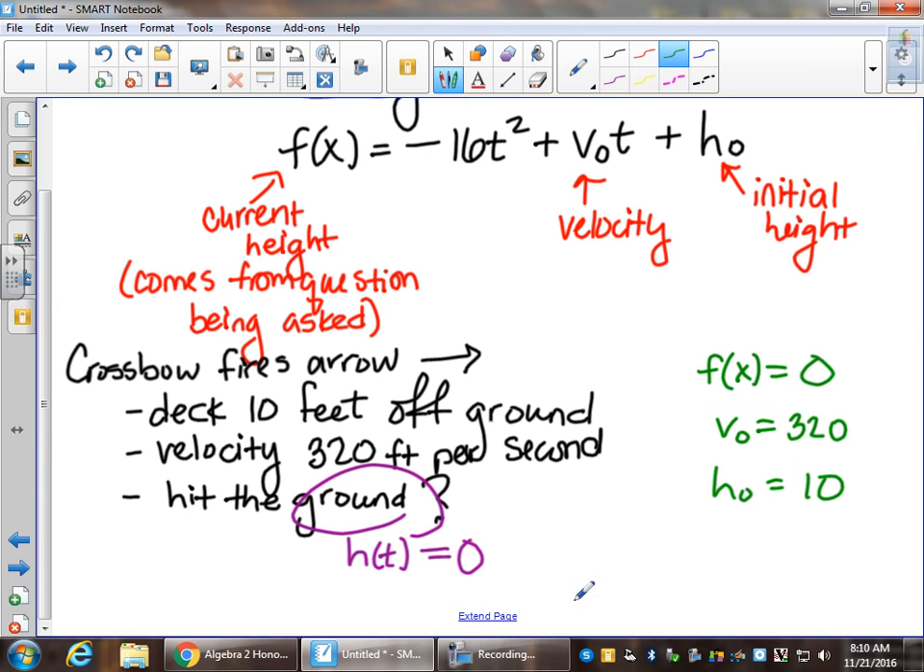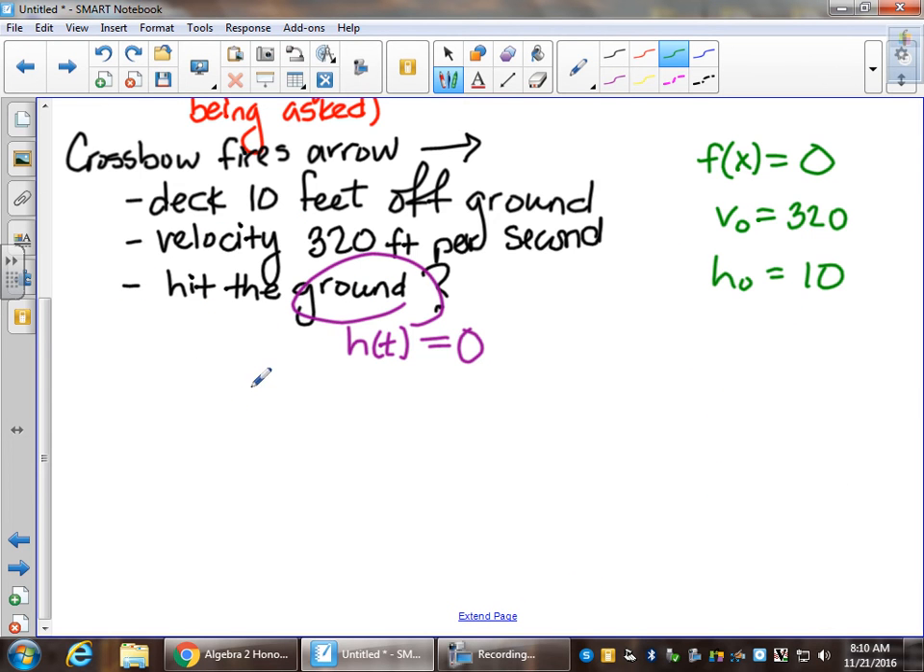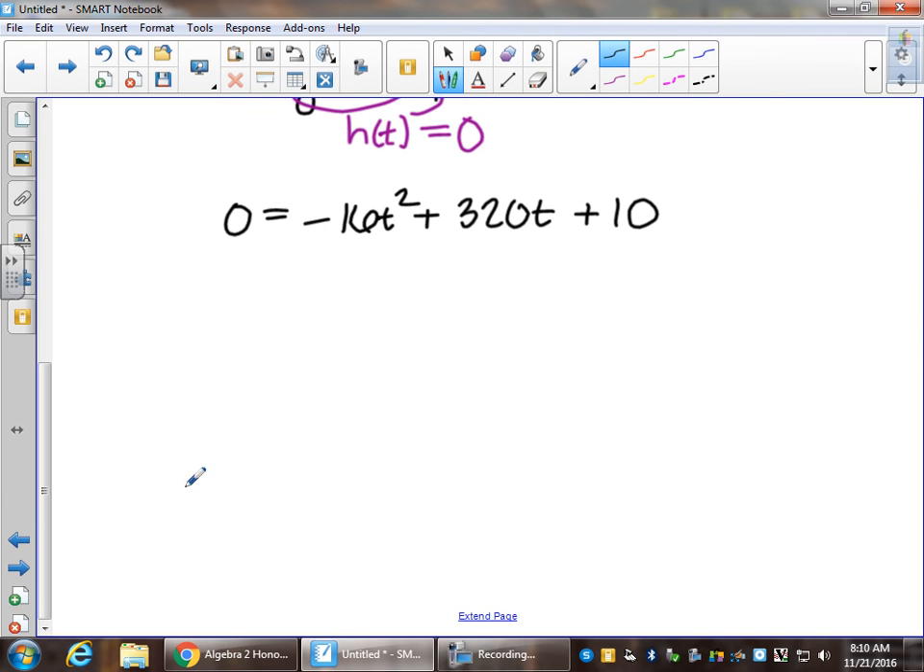So now we're ready to set up our formula. 0 equals negative 16t squared plus 320t plus 10. Solving this for t will tell us when we're going to hit the ground. So pause here, please, and set up the quadratic formula.